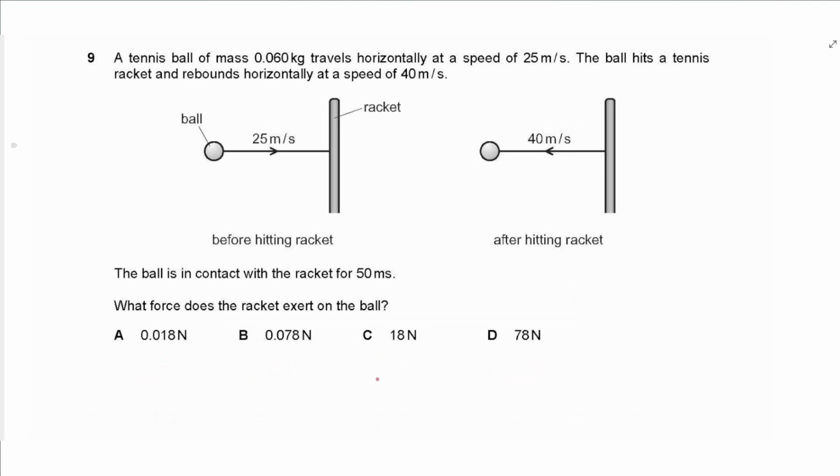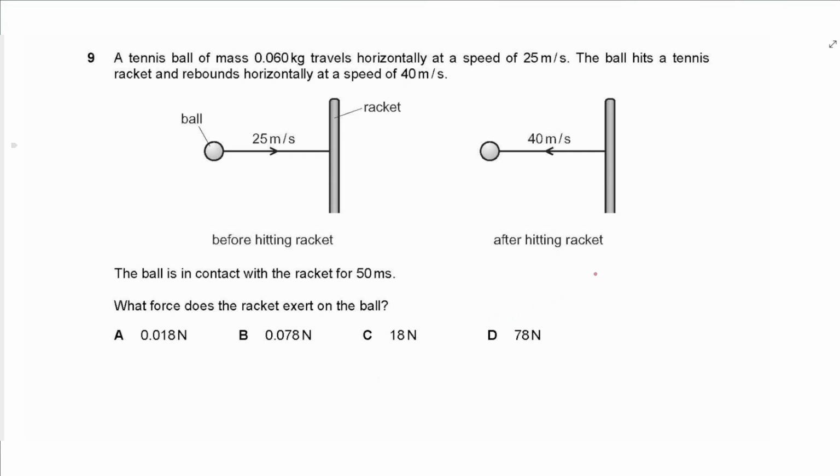Question 9 says a tennis ball of mass 0.060 kilograms travels horizontally at a speed of 25 meters per second. The ball hits a tennis racket and rebounds horizontally at a speed of 40 meters per second. The ball is in contact with the racket for 50 milliseconds. What force does the racket exert on the ball?